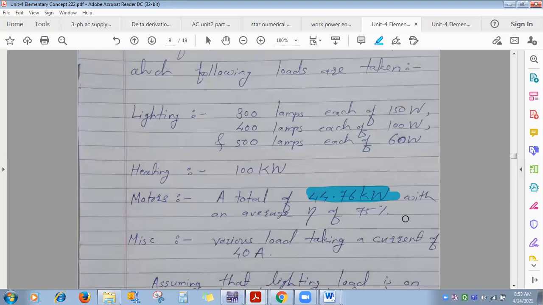Okay? This point is very important. Don't take it as input, otherwise you will lose your marks. Whenever I say it's a 5 HP motor, 1 HP motor, 1 kilowatt motor, or 44.76 kilowatt motor, it means it is its output power rating. Got it clear, everyone?